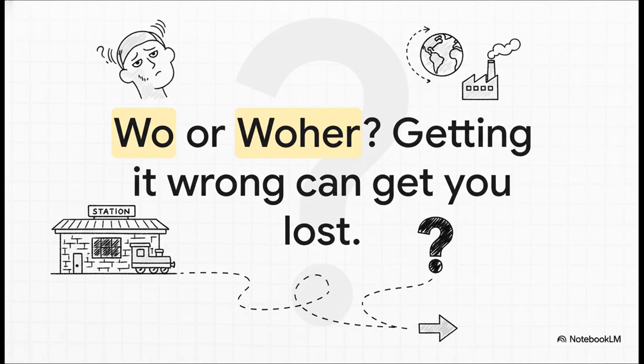Has this ever happened to you? You think you're asking a totally simple question, but you just get this tilted head, a confused look? It's because the difference between wo and woher might seem tiny, but trust me, in German, it's massive. It's basically the difference between asking where is the station and where did the station come from. So yeah, today we are clearing that up for good.